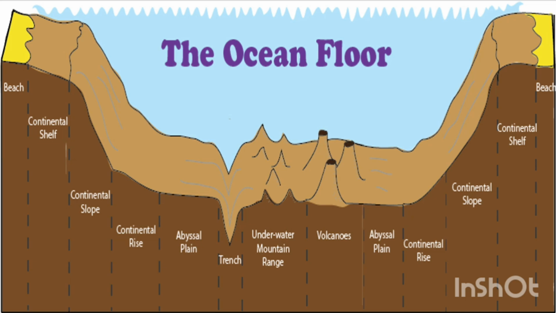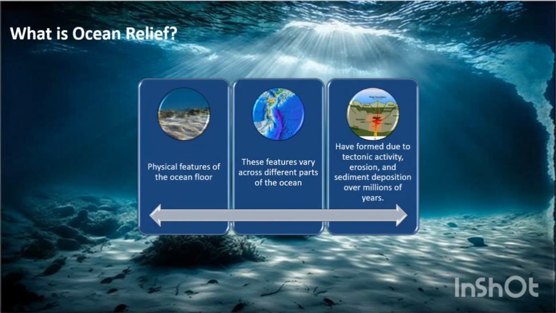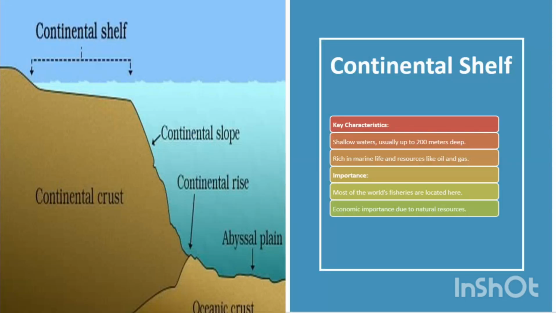Before we jump into different features, let's quickly define ocean relief. The term refers to the physical features of the ocean floor, much like how we have mountains, plains, and valleys on land. These features vary across different parts of the ocean and have formed due to tectonic activity, erosion, and sediment deposition over millions of years. Now, let's look at these features one by one.